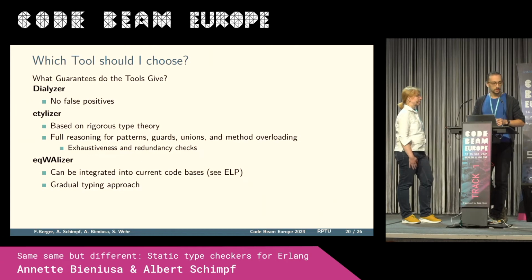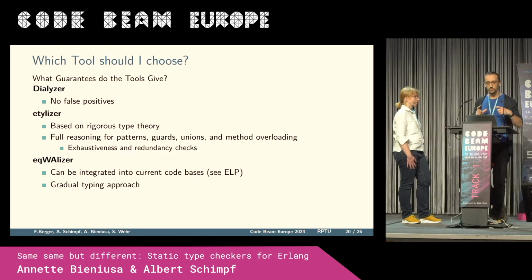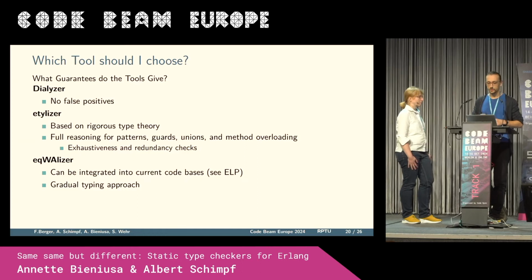Etylizer is based on a rigorous type theory, and it allows us to type check quite a lot. And we have full reasoning implemented for patterns, guards, unions, method overloading, and whatnot. But not everything is rainbows and unicorns. It has a price. So right now, everything is quite slow and expensive. But we are at the point where we can start type checking single functions of modules, basically. And you can try out our tool for single functions and see if it has a type error or not.